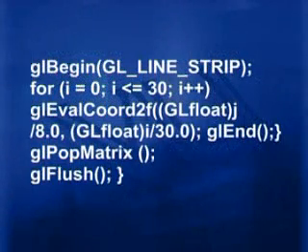Then glBegin GL_LINE_STRIP for i equal to 0, i less than or equal to 30, we increment i by 1 each time, and we call glEvalCoord2f, and this time we pass it j over 8 comma i over 30 as parameters, with both j and i of course typecasted as GLfloat, and then glEnd, and finally we say glPopMatrix and glFlush.